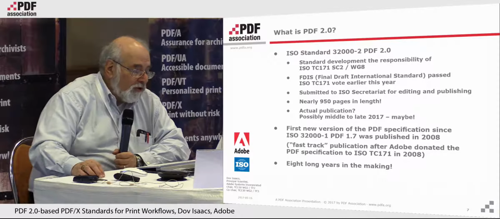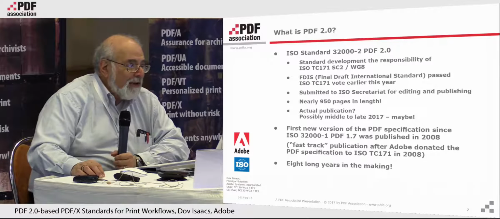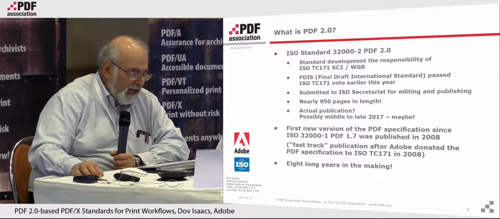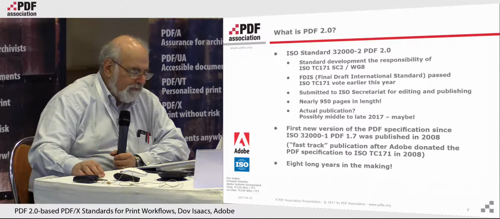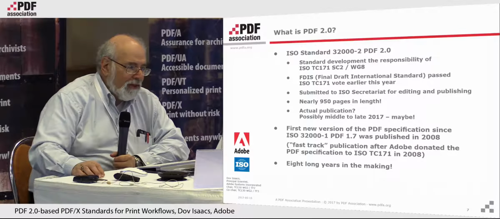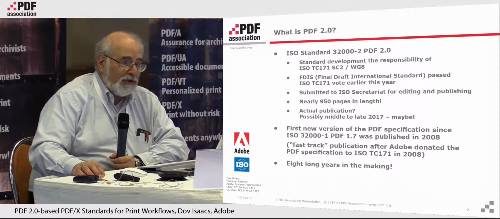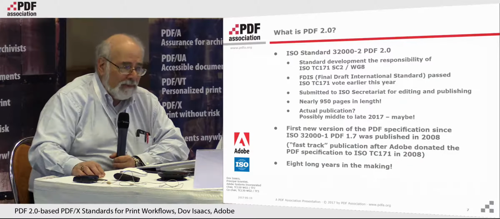It's really the first new version of the PDF specification since PDF 1.7 became ISO-fied, I don't think there's such a word, in 2008. In 2008, Adobe donated the PDF specification, PDF 1.7, to ISO to make it an international standard. And at that time, we had a fast-track publication of that specification become the first ISO PDF. Going from ISO 32000-1 to 32000-2 has been 8 freaking years in development. This is one of the longest processes there's been to actually come up with the next version.